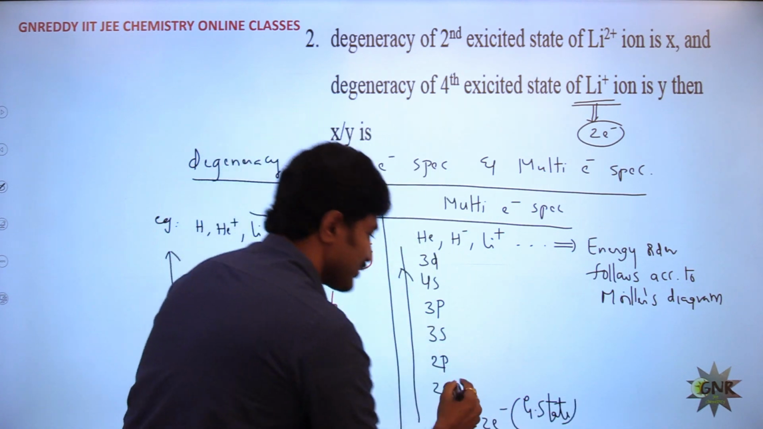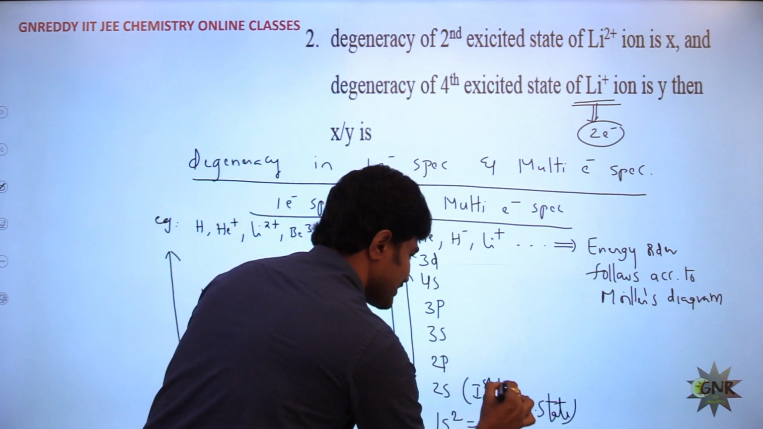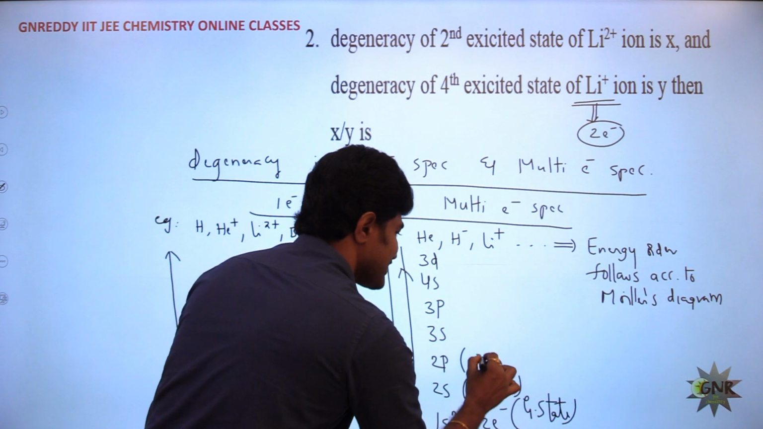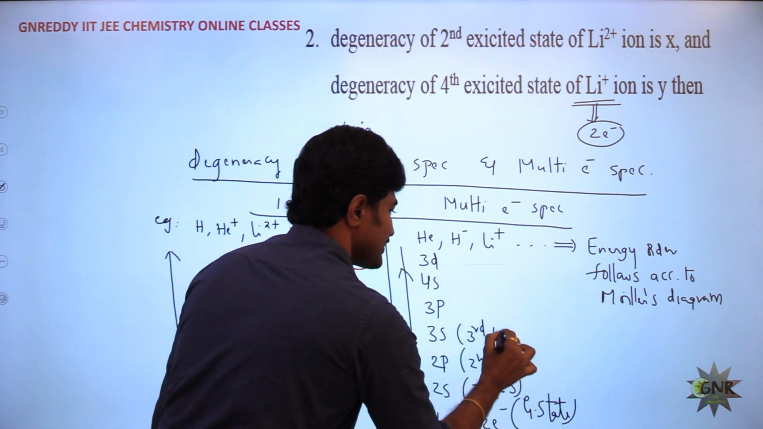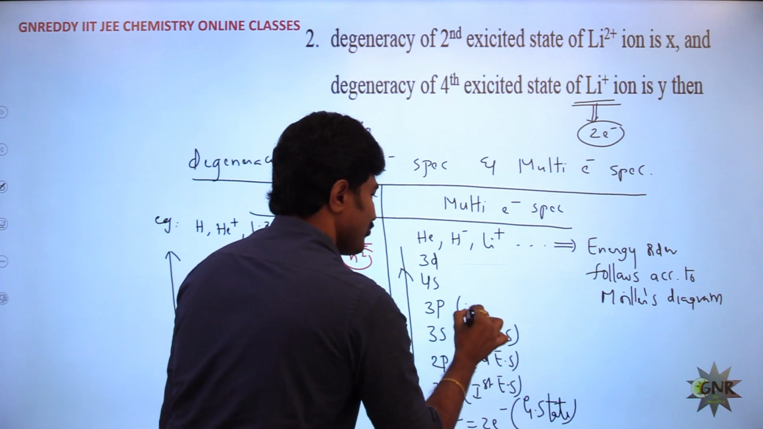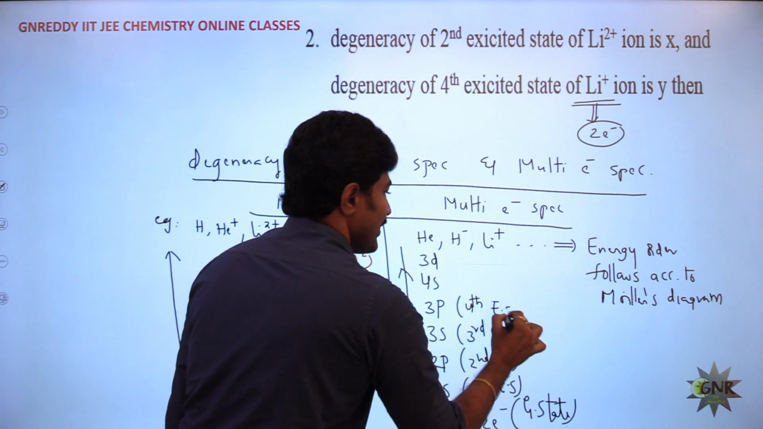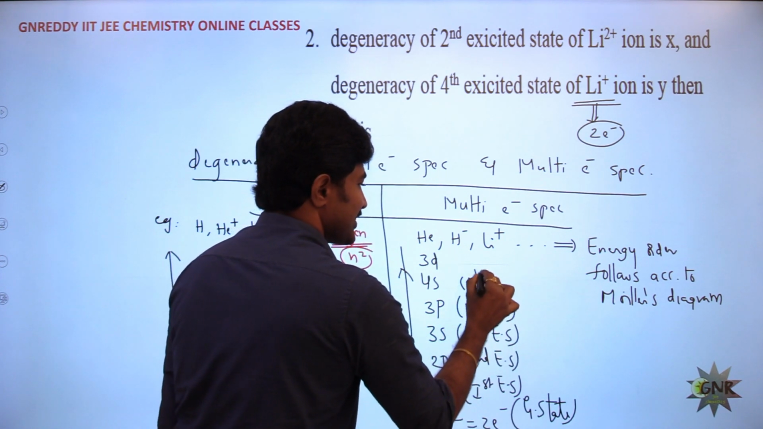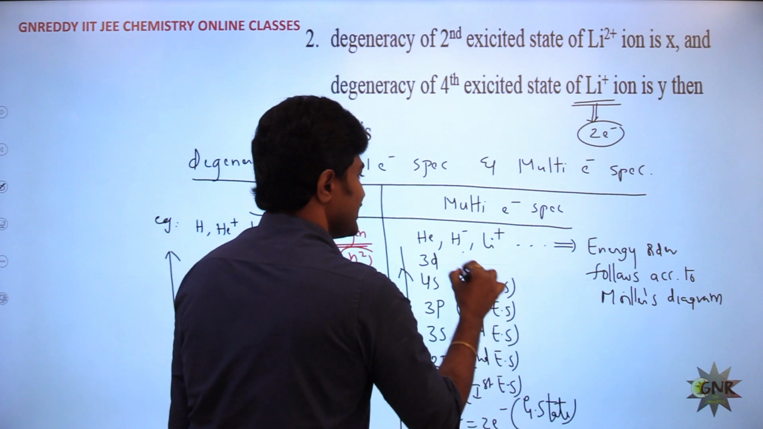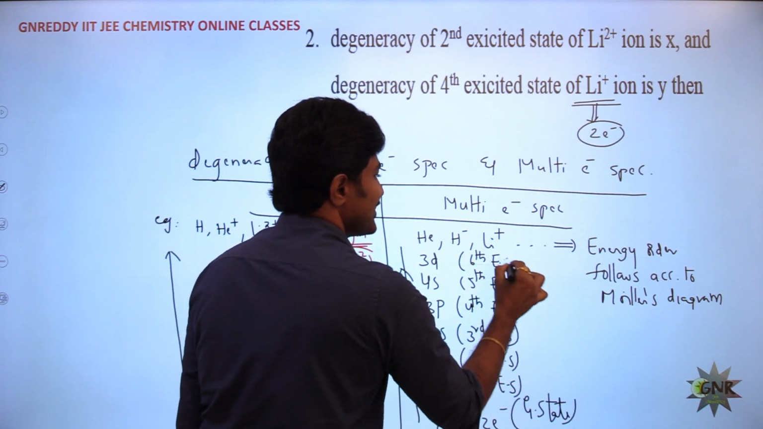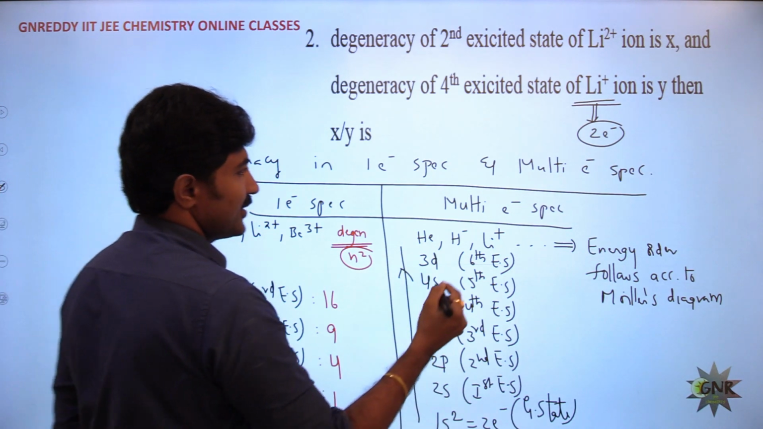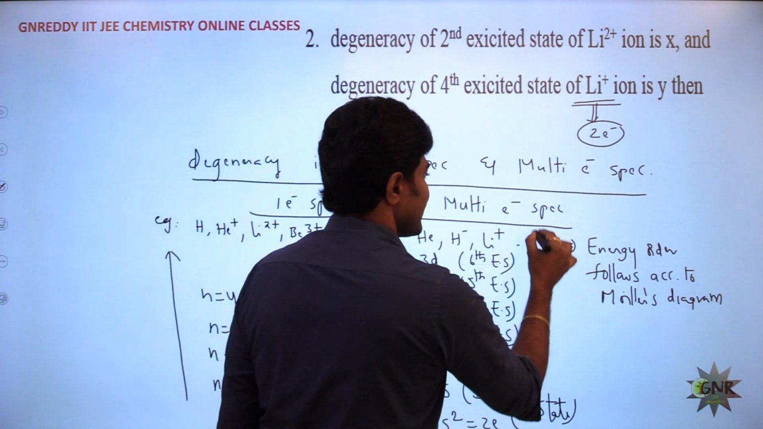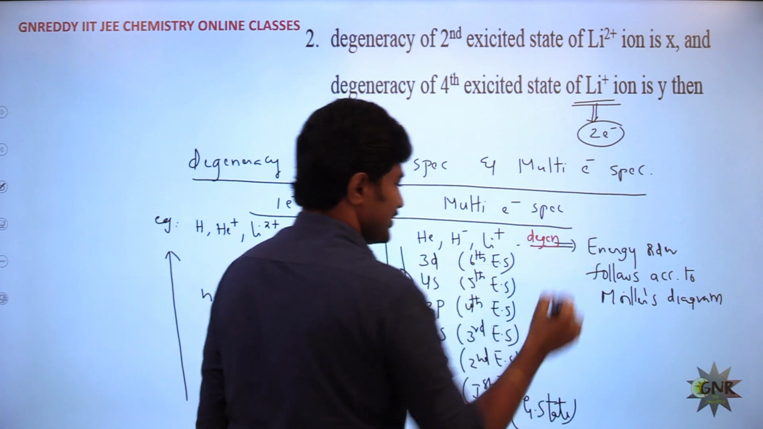Now you can take 2s as the first excited state, 2p as the second excited state, 3s as the third excited state, 3p as the fourth excited state, 4s as the fifth excited state, and 3d as the sixth excited state. Like this you can take it. Now in this, what is the corresponding degeneracy?